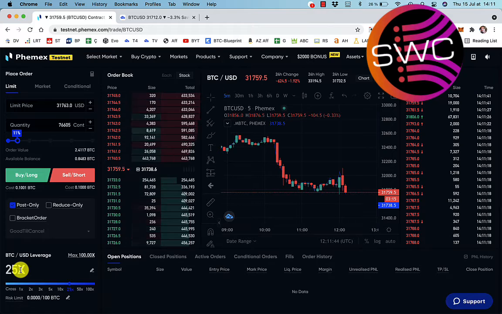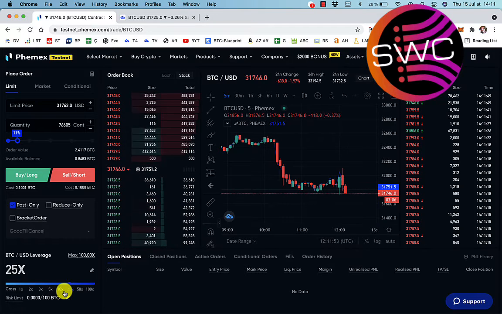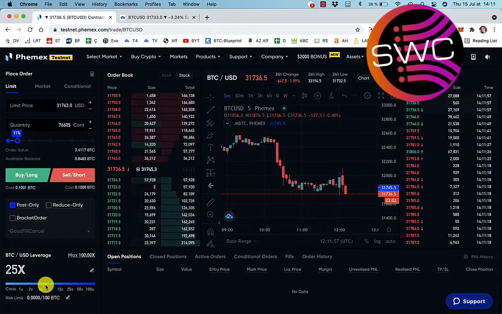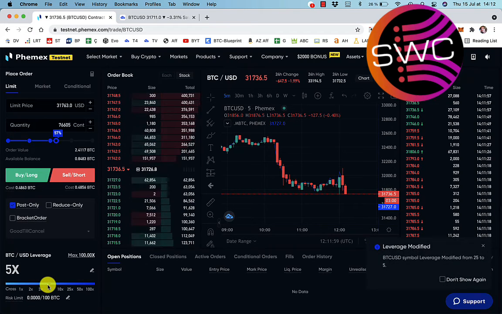Now the leverage is set on 25x, which is crazy. You don't want to use leverage that high, especially if you're a beginner. If you're a beginner, you want to use 2 or 3x leverage maximum. I consider myself to be kind of intermediate, so I'm going to go for 5x leverage.